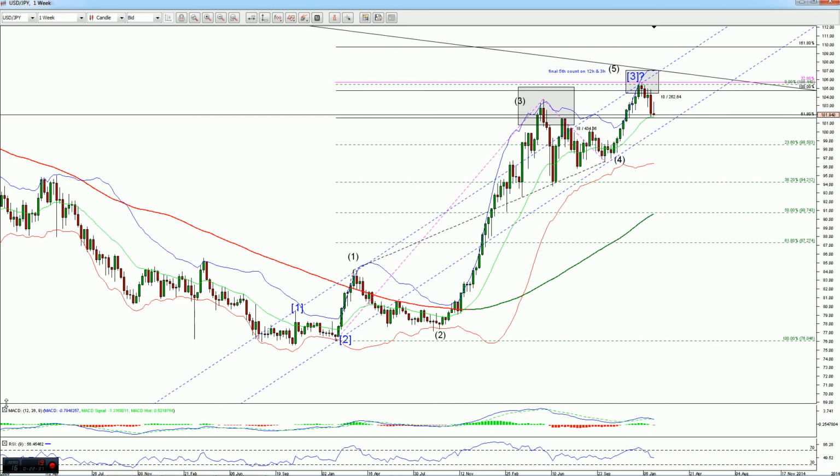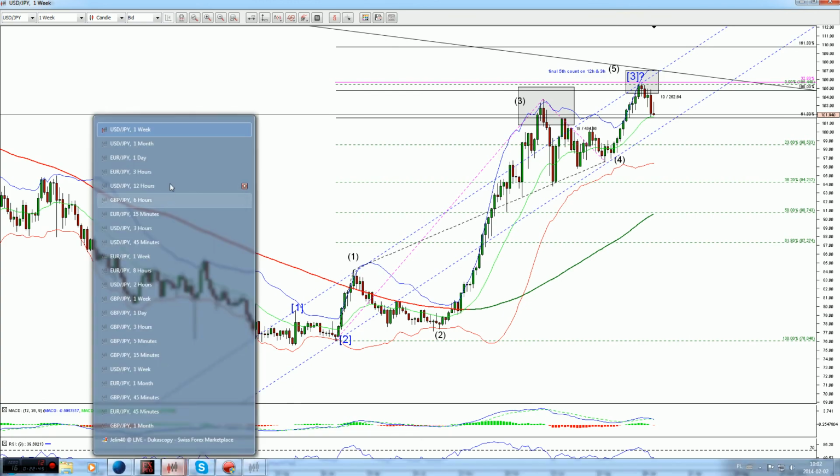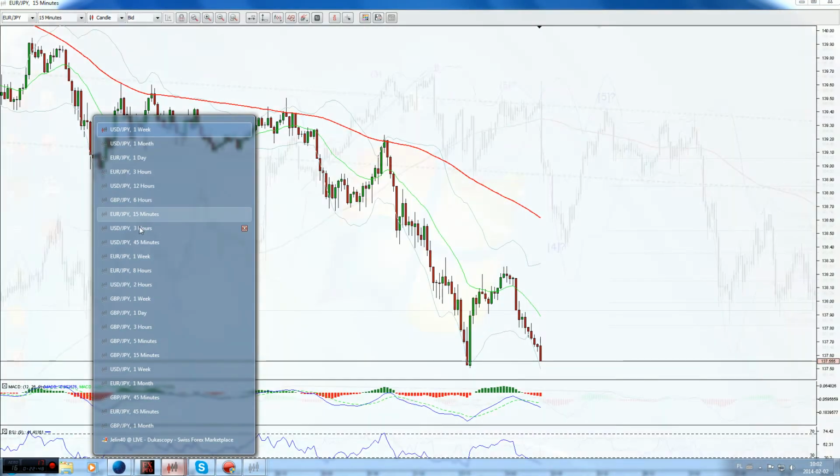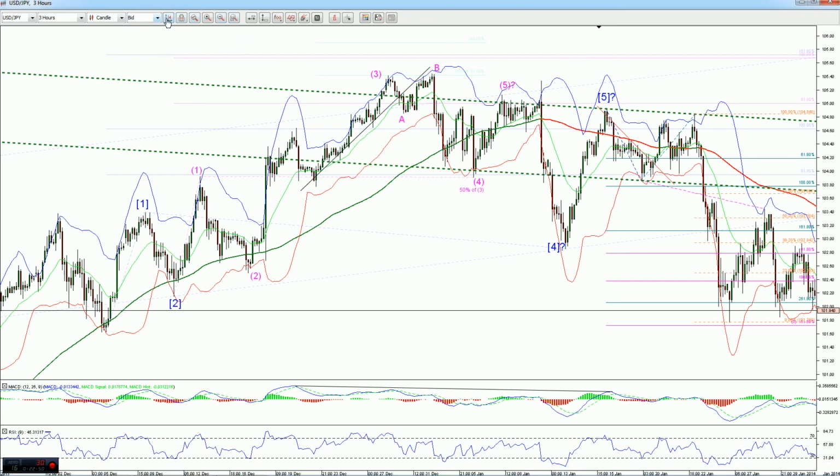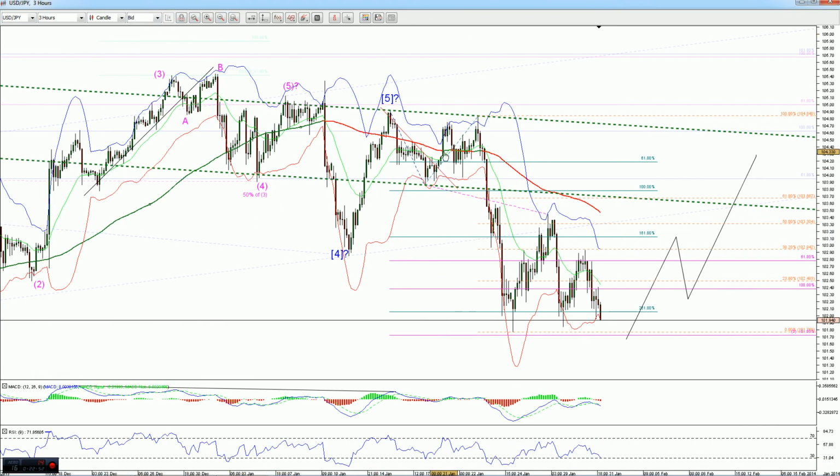Okay, so then you have moving average convergence divergence, and this indicates a change in the trend. And this is happening right now. Let's go to the 3 hours because I have explained it on the 3 hours. We had the fifth wave to the downside.